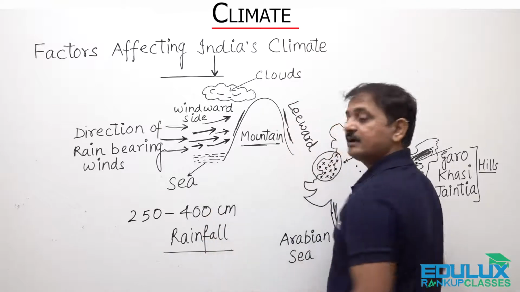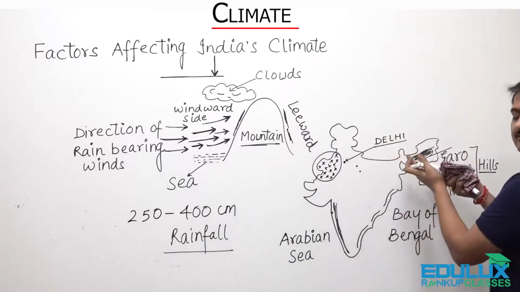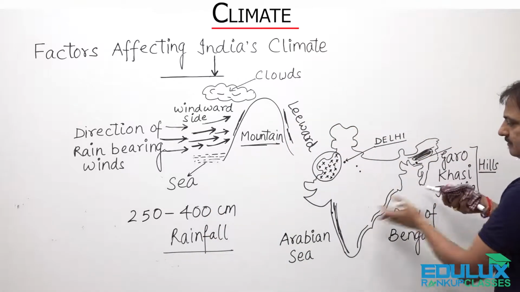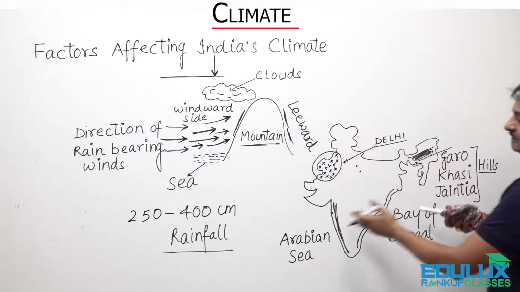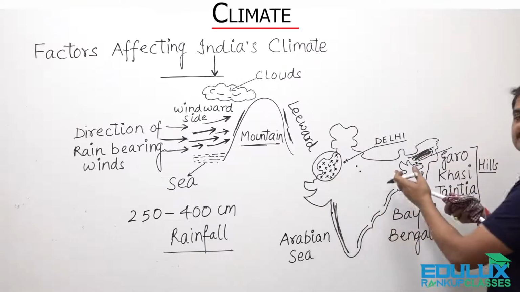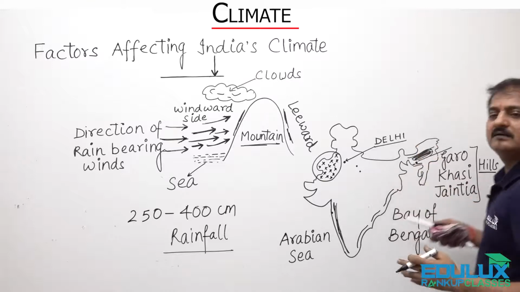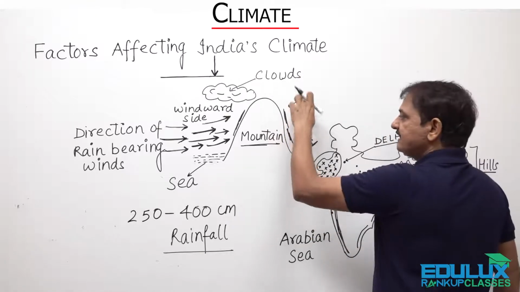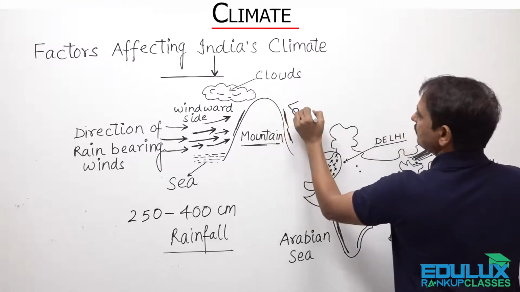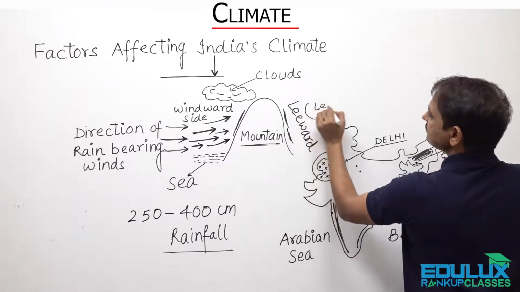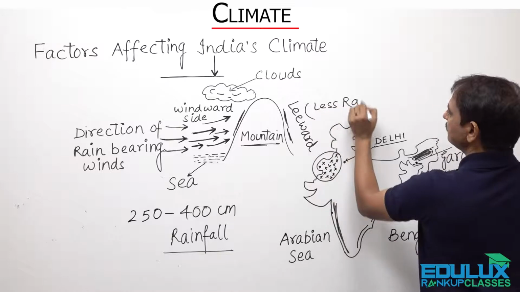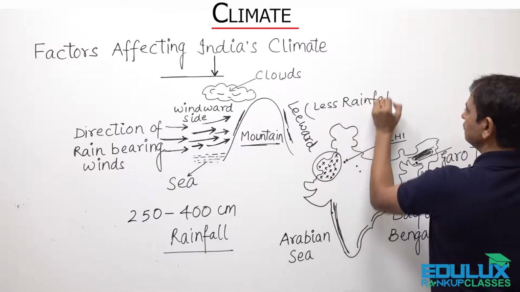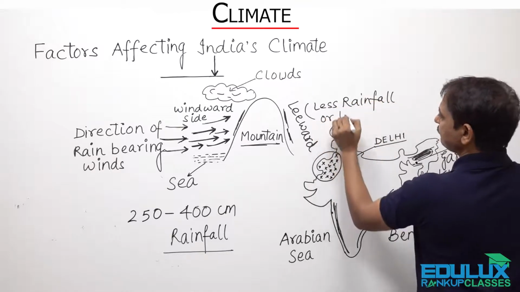particularly in the summer from both the branches of monsoon winds, that is southwest monsoon winds and northeast monsoon winds, in Assam. And this way, the leeward side of the mountain receives less rainfall or little rainfall.